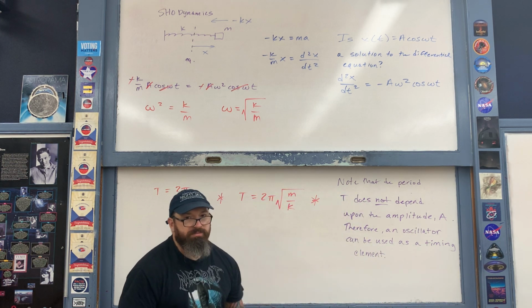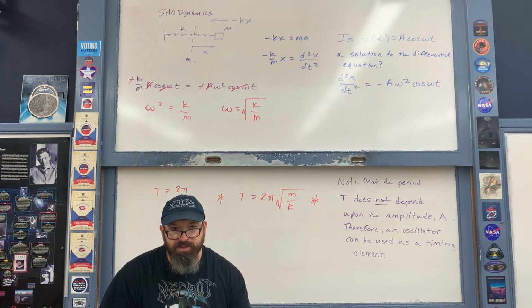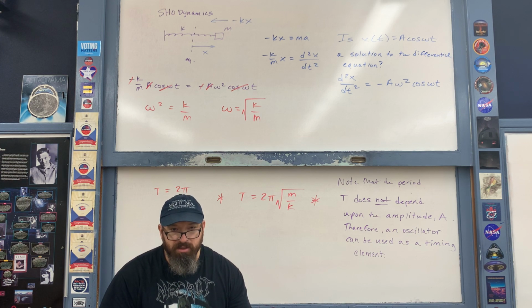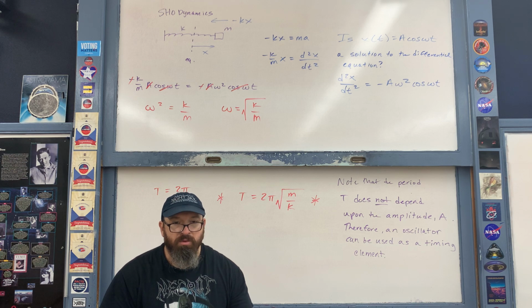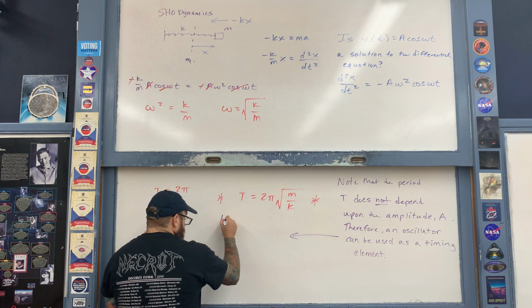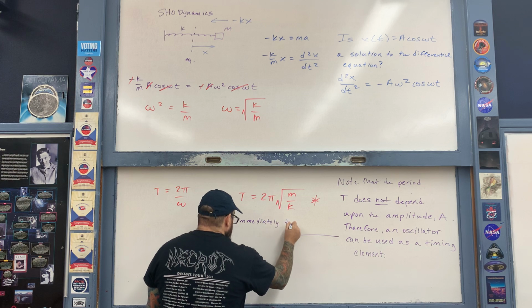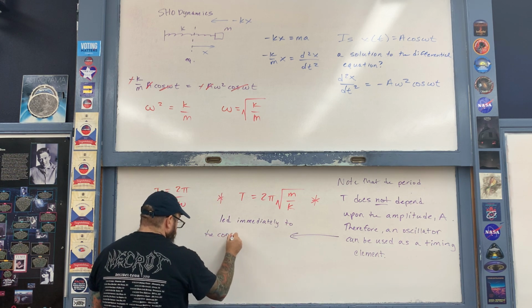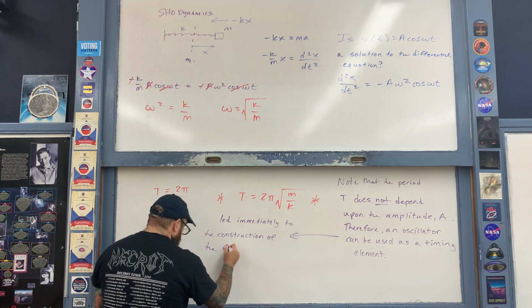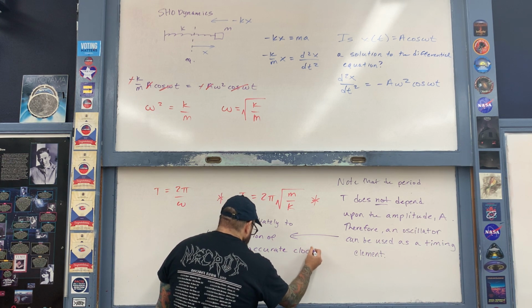When this discovery was made at the end of the 17th century, by the way, it led immediately to the construction of the first accurate mechanical clocks. So keeping track of time accurately didn't come until relatively late in history with this discovery about oscillations. So when this discovery was made, it led immediately to the construction of the first accurate clocks.